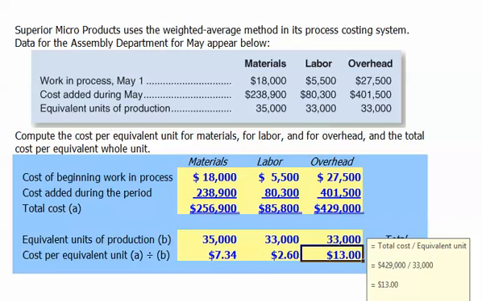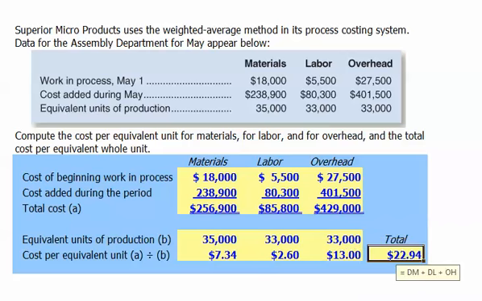This means the total cost per unit will be $22.94. This is the cost per equivalent unit for direct materials, plus direct labor, plus manufacturing overhead.